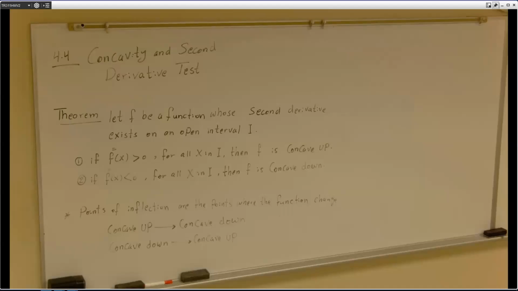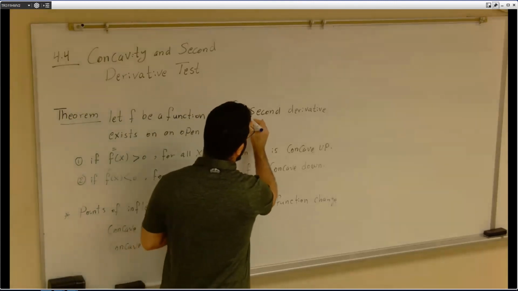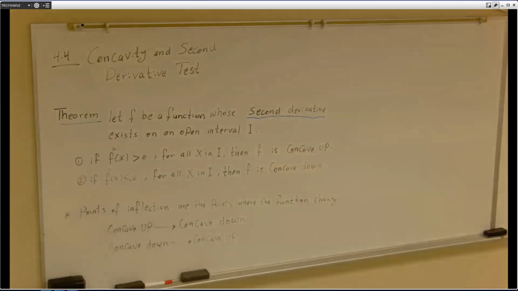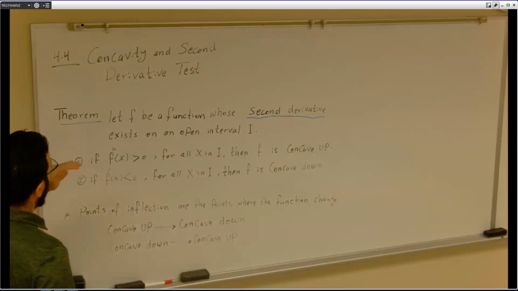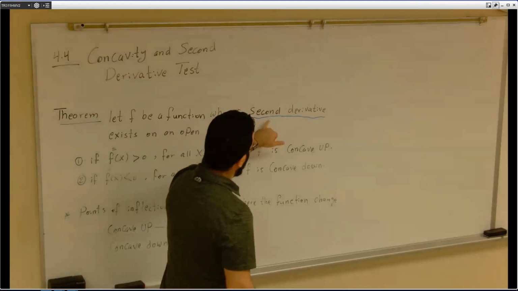So section 4.4. Let's check the theorem to find if the function is concave up or down. Let f be a function whose second derivative... And again, I told you we're going to put section 4.3, 4.4, and 4.5 together to graph the function. So now, to find if the function is concave up or down, we have to check the second derivative.